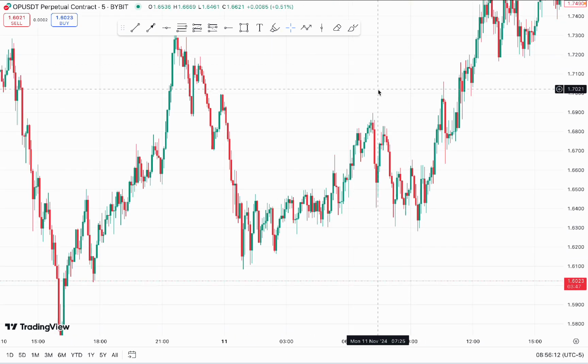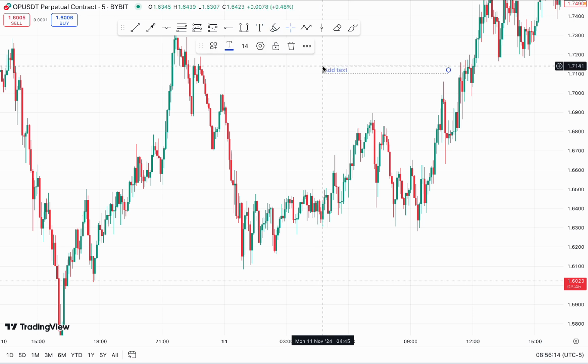So let's talk about tweezer bottoms. And tweezers, basically, we have the two types. We have the tweezer tops and tweezer bottoms. Since we're talking about bullish candlesticks, we'll talk about tweezer bottoms. Tweezer bottoms is a two candle combination, the bullish candle and the bearish candle, both together, and basically they indicate that the market is about to reverse to the bullish trend.